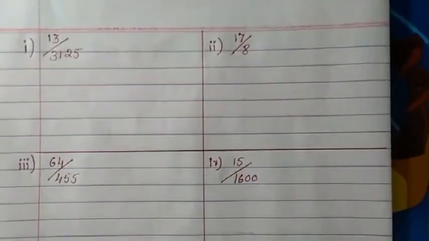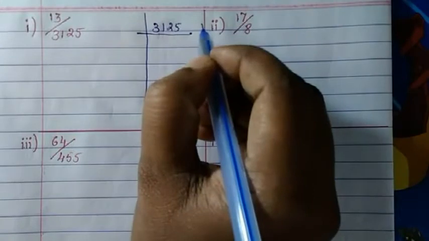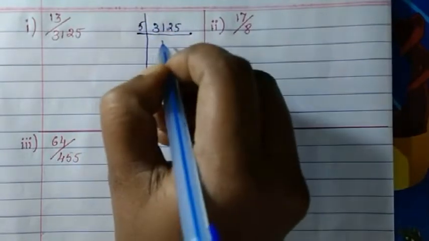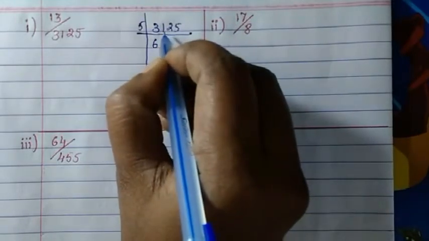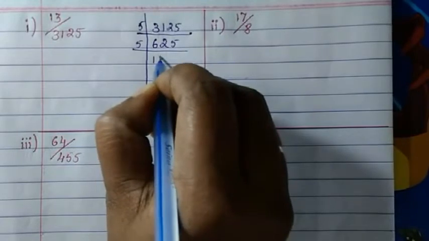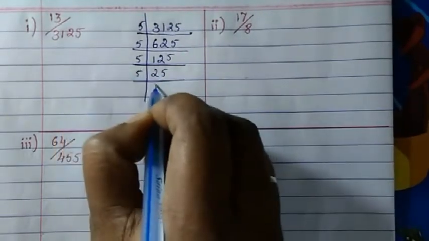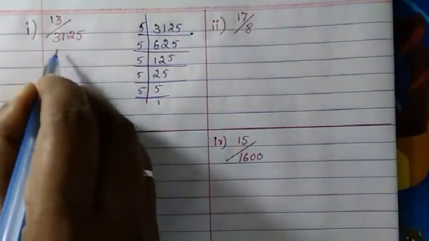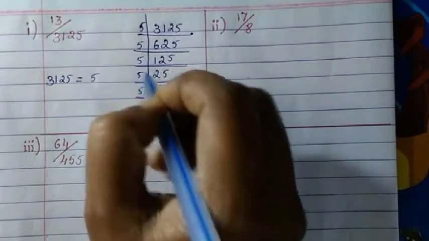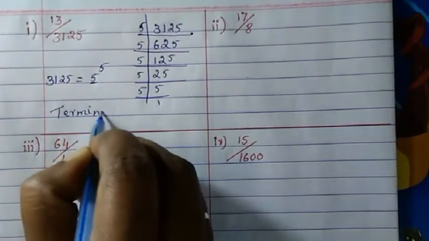So question 1, let's take the denominator 3125. We have to factorize. When we are factorizing with 5, 5 times 625 is 3125, 5 times 125 is 625, 5 times 25 is 125, and 5 5s are 25. So the factor for 3125 is 5 raised to 5, 5 times. So we are getting only 5 here, therefore this will be terminating.